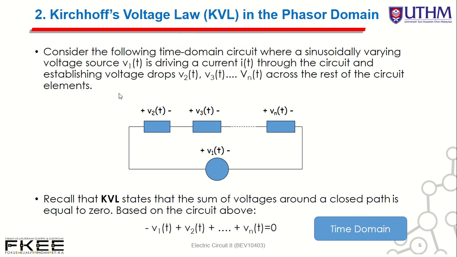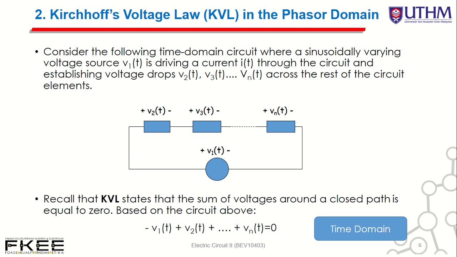Okay, Kirchhoff voltage law in the phasor domain. Let's consider we have a circuit with a voltage V1. This is the positive and this is the negative polarity of the voltage source. Then we have a load with positive and negative V2, then load 2 with positive and negative V3, and so on. So this is the voltage across each load: V2, V3, until Vn.